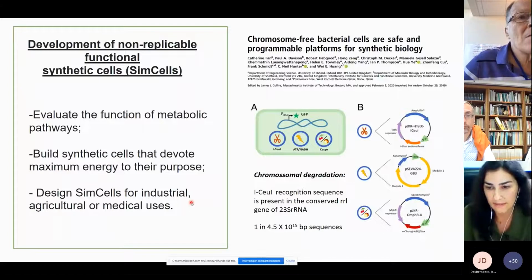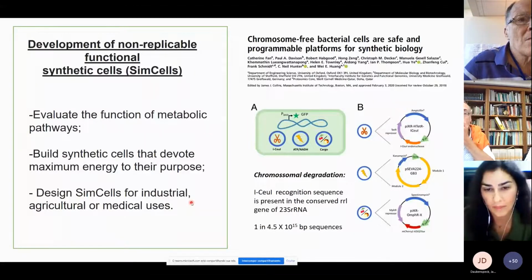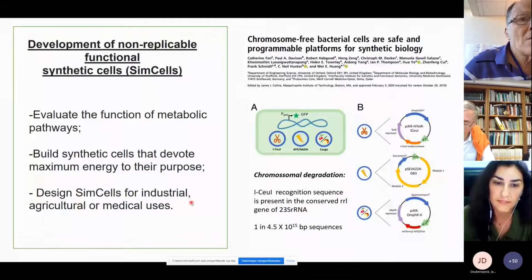And the idea here is to develop a non-replicable functional synthetic cell. So once you degrade the chromosomal DNA of the microorganism, you have only an empty cell with all the enzymatic soup that is present in the cytoplasm. But even though, this cell without its DNA is still capable of doing specific functions according to the genetic construction that you insert inside of it.